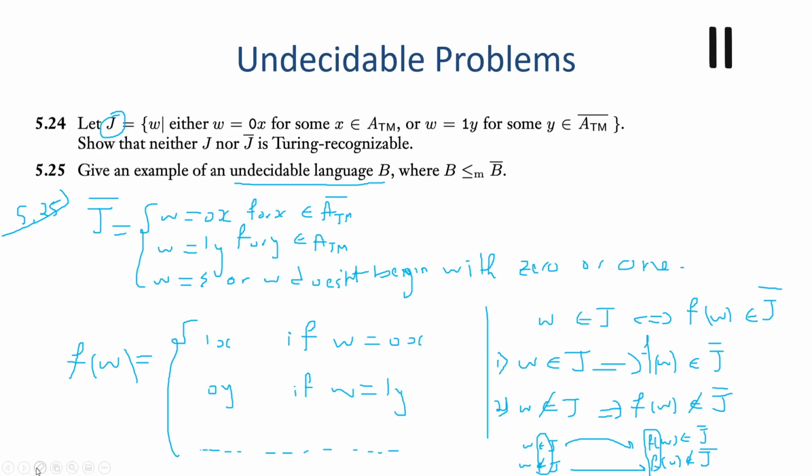Okay, maybe the first part. So when I'm proving part 1, one of the first things I have to do is what? Well, what if w is 0x? What is f of w doing? So remember, this is w equals 0x that belongs to J. So x belongs to ATM.